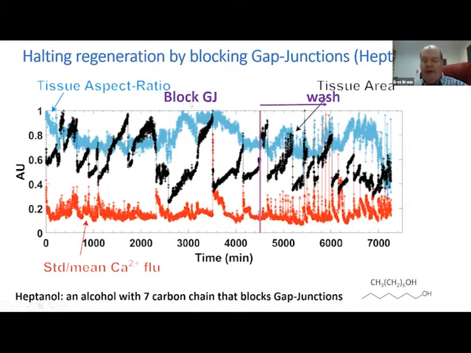So when you block gap junctions, you can halt regeneration, and you can halt regeneration in a reversible way. Again, you wash the blocker, and it starts to regenerate again. At this point, it regenerates. But now you can study this critical point of halting regeneration from a different perspective, not by holding the external voltage high, but by blocking an internal process, and compare them.